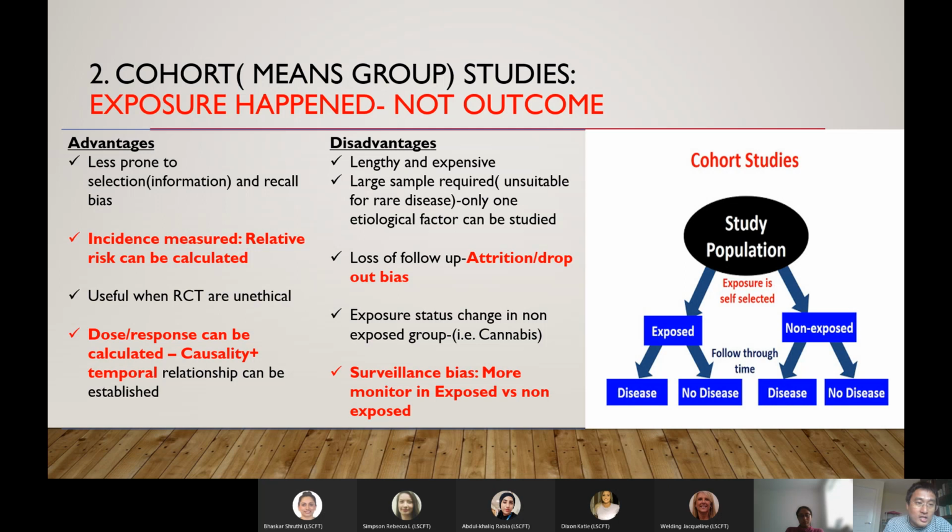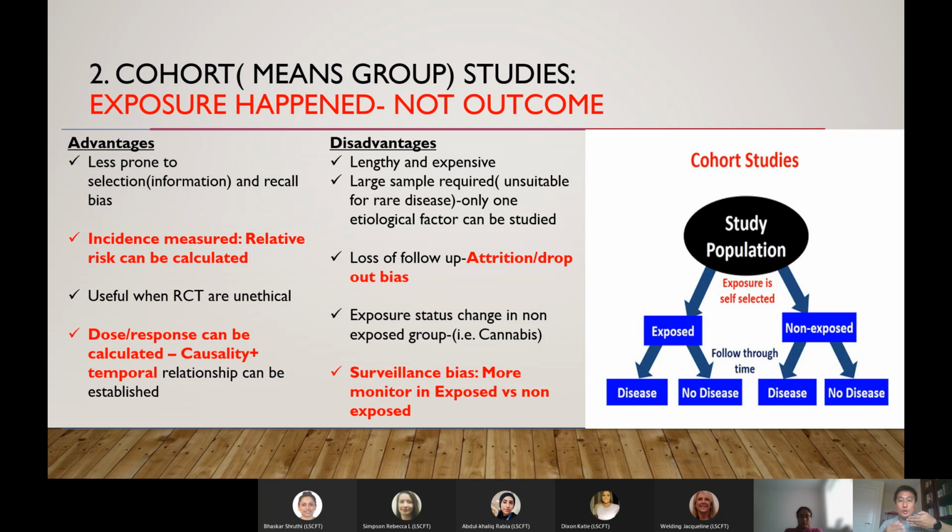For this, the advantage is the selection information. You don't need to select because the exposure has already happened. For prospective study, you don't have to recall what happened 5 or 10 years ago, so the recall bias won't be there. Incidence means the new cases will be found. If there's anything with incidence, you always calculate the relative risk. The relative risk is to do with biostats, so we'll cover it in the next lecture. But always remember, if exposure happens, then outcome, the new cases, this is incidence.